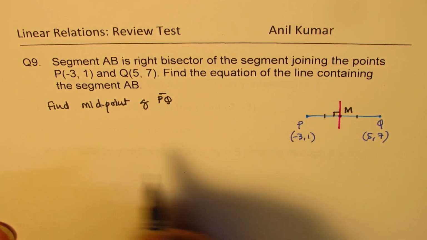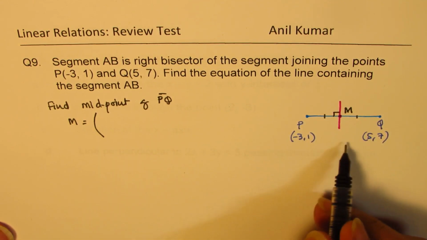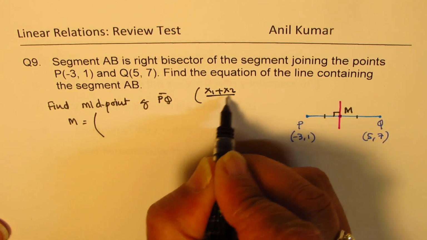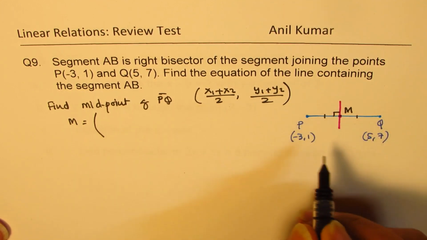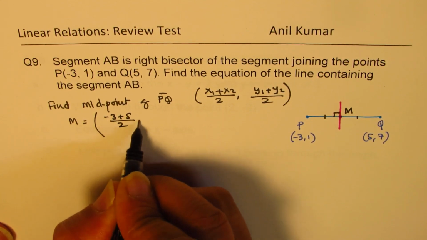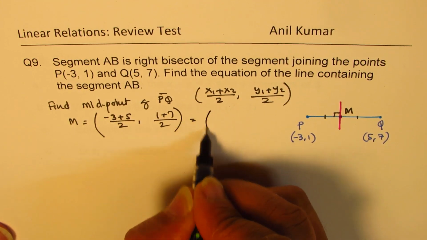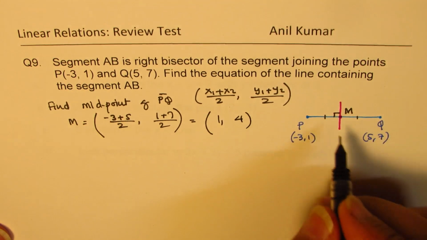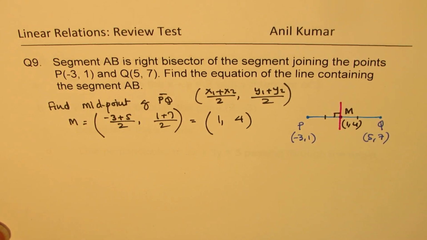So the midpoint M is going to be the average value. So add them, divide by 2, right? The midpoint formula is x1 plus x2 divided by 2, y1 plus y2 divided by 2, so the average of the coordinate values. So we get minus 3 plus 5 divided by 2 and 1 plus 7 divided by 2. Clear? That is 2 divided by 2 is 1, 8 divided by 2 is 4. So we get this point as 1, 4. That is the first step.